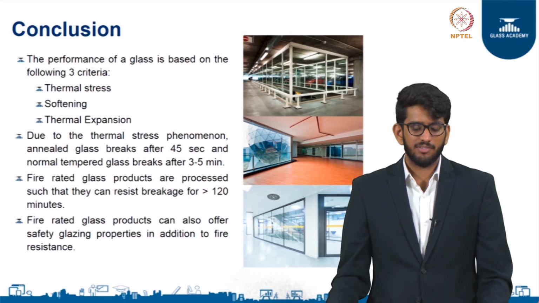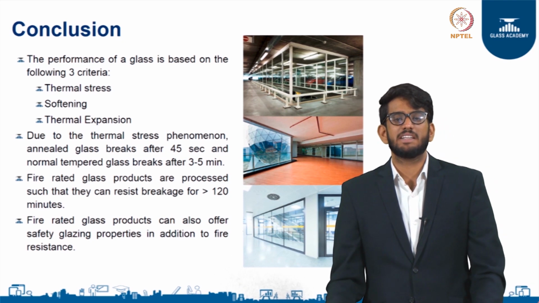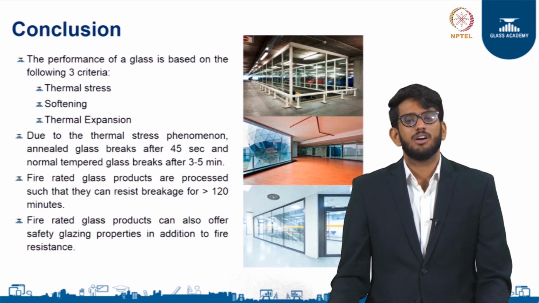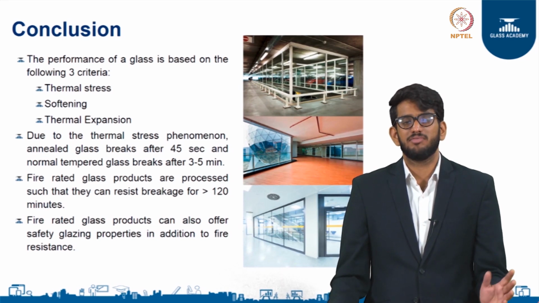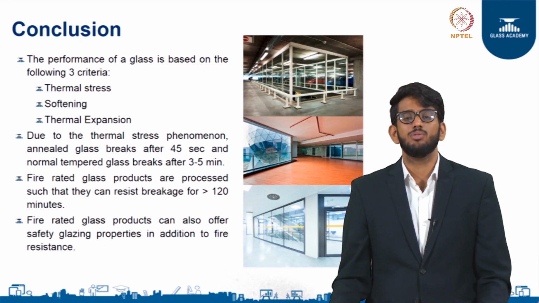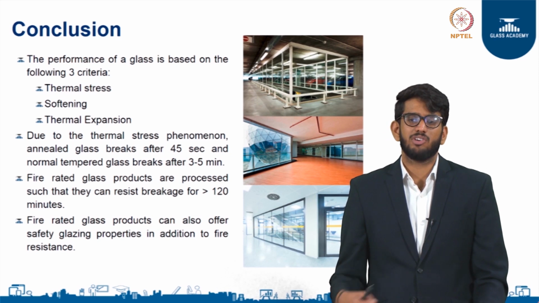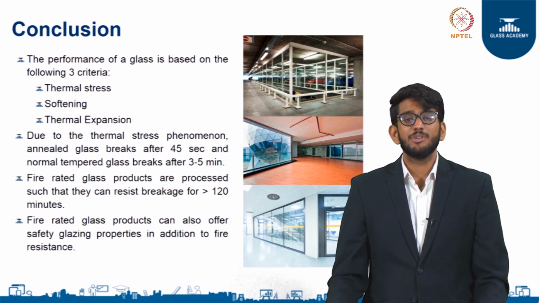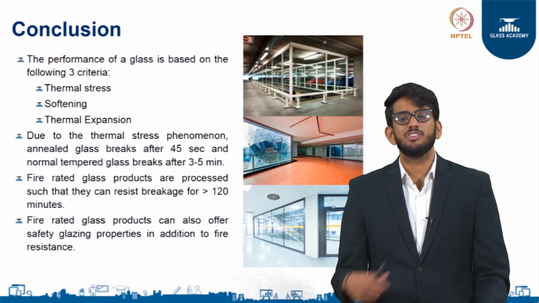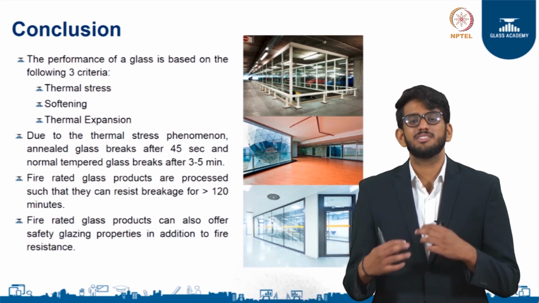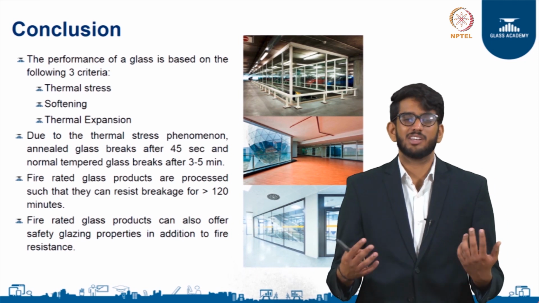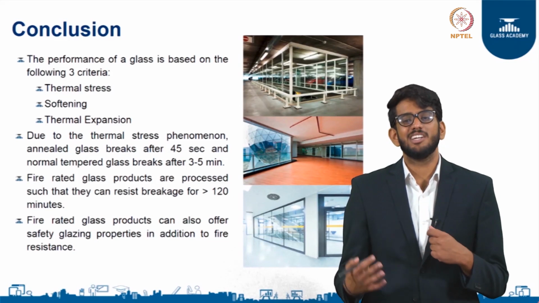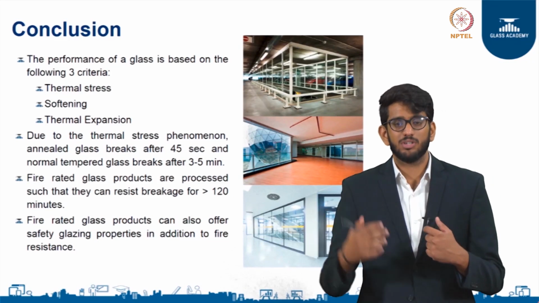So, to conclude, the performance of a glass is based on three criteria. They are thermal stress, softening and thermal expansion. We discussed thermal stress, and we just saw examples of how glasses can shatter when they have a higher temperature differential. In some cases, this temperature differential does not cause an immediate breakage in glass, rather it causes something called softening. So, the glass starts to attain a viscoelastic state and starts to soften and flow down.